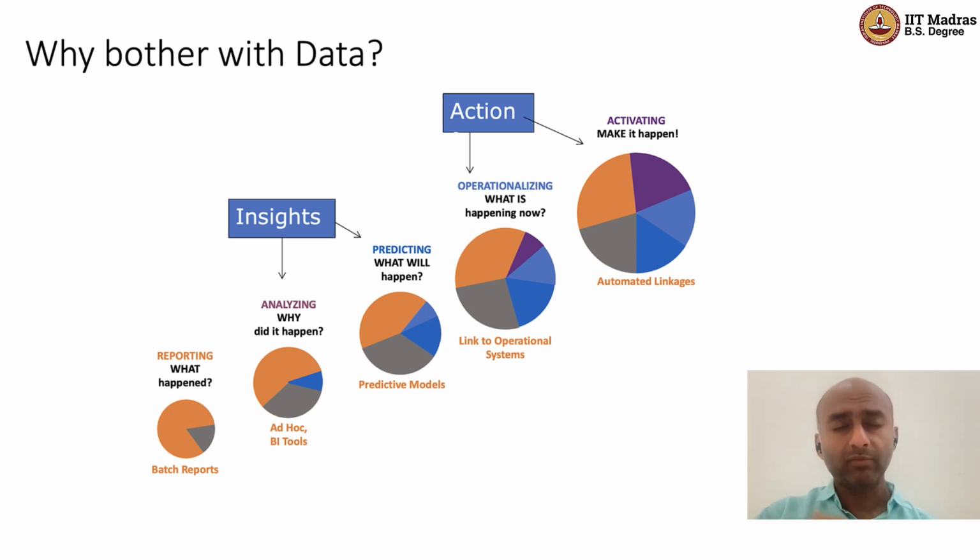If you now have the mechanism to understand why something happened, then the natural question to ask is, could it happen again? And the extension to that question is what will happen in the future, and that's where predictive models start to come into play.